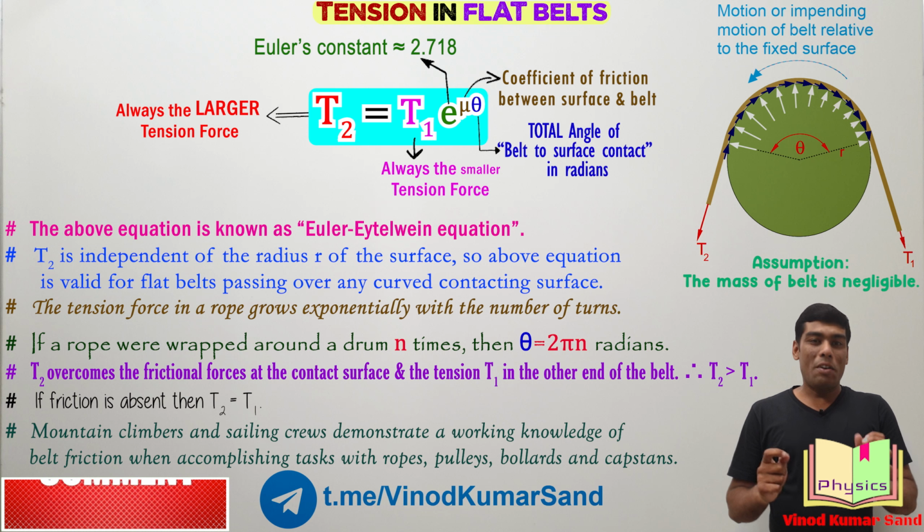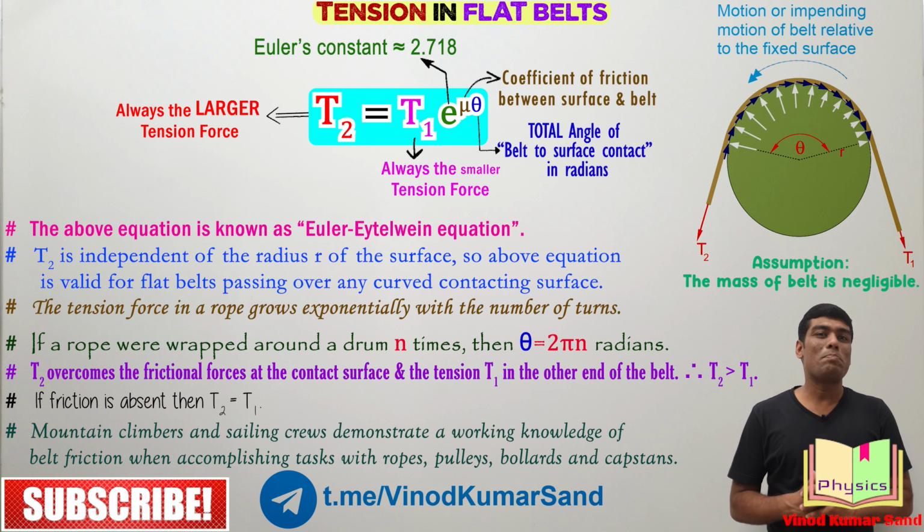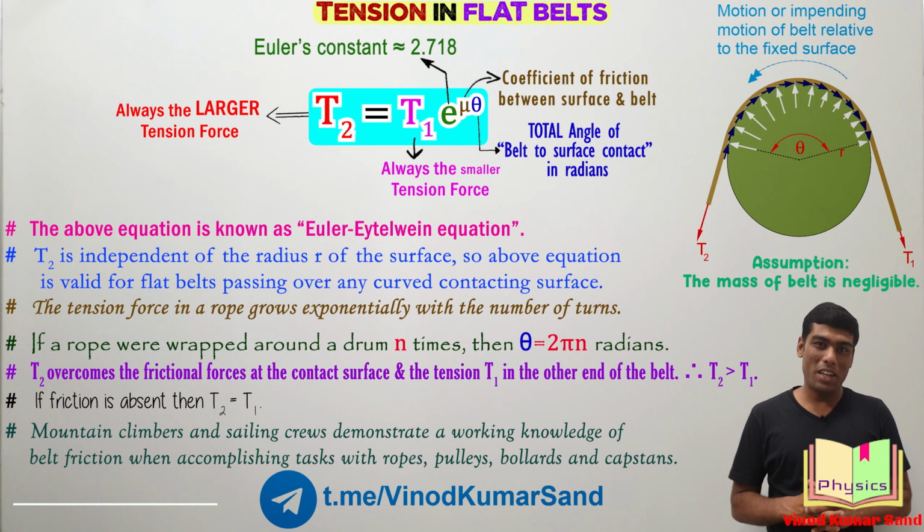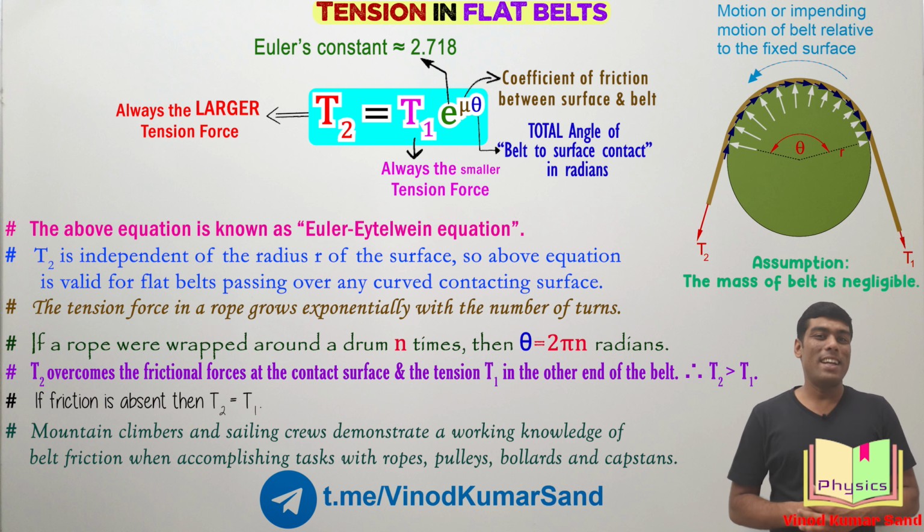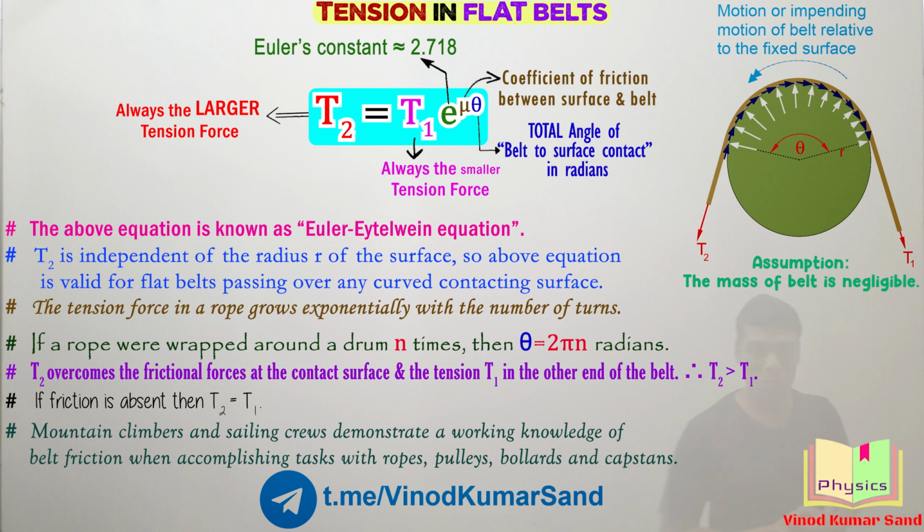Okay, after this I'll be taking up a question to demonstrate the power of the equation we have derived right now: T2 is equal to T1 e to the power mu theta. Till then you may take down these notes.